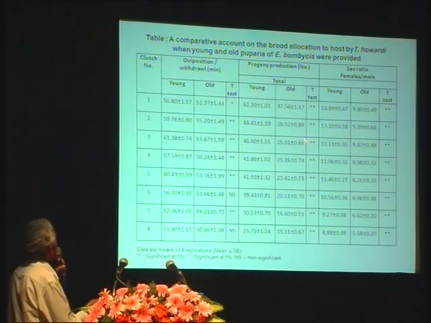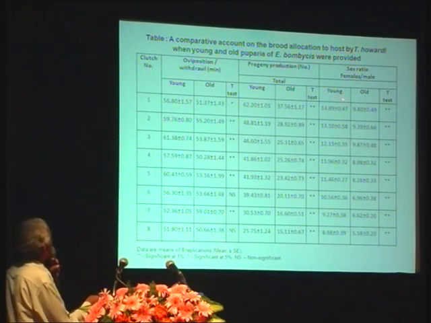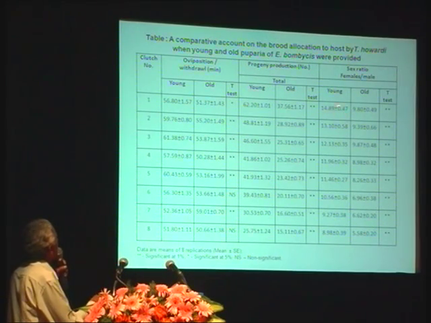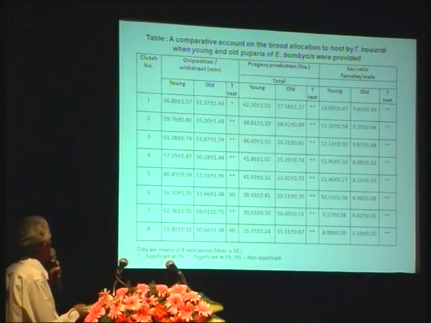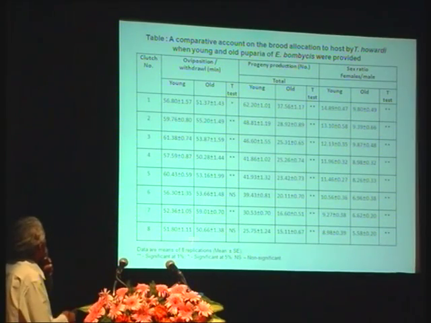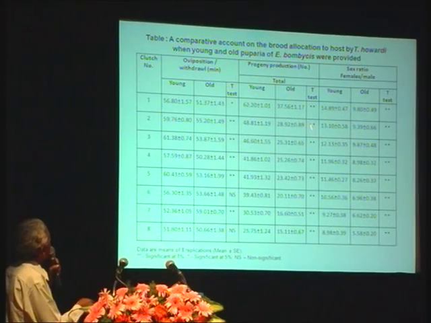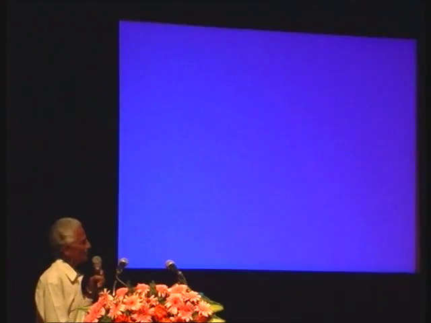So even in the sex ratio, there is considerable variation. In the first clutch, the number of females per male is highest here and it is the lowest here. So there is a negative correlation between the clutch number and the age of the host, and there is a correlation in the sex ratio also. So a negative correlation can be observed.